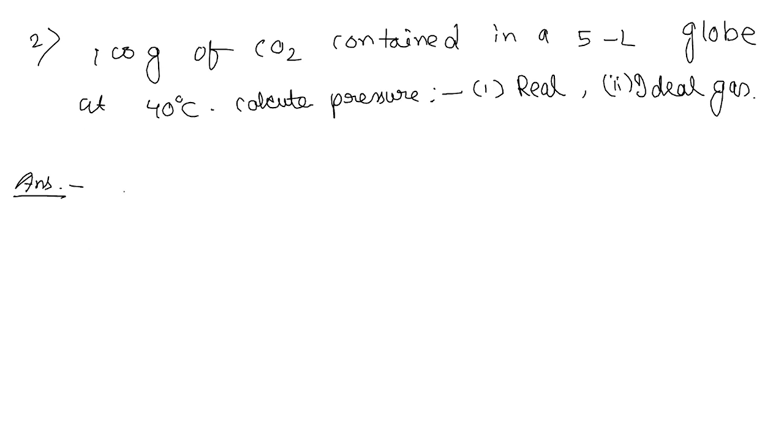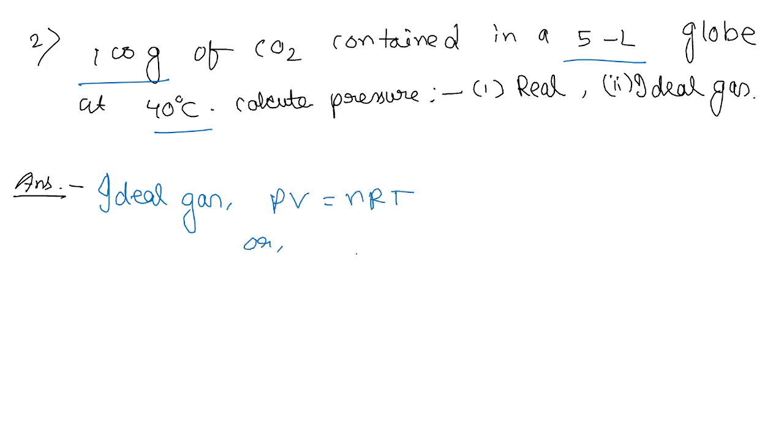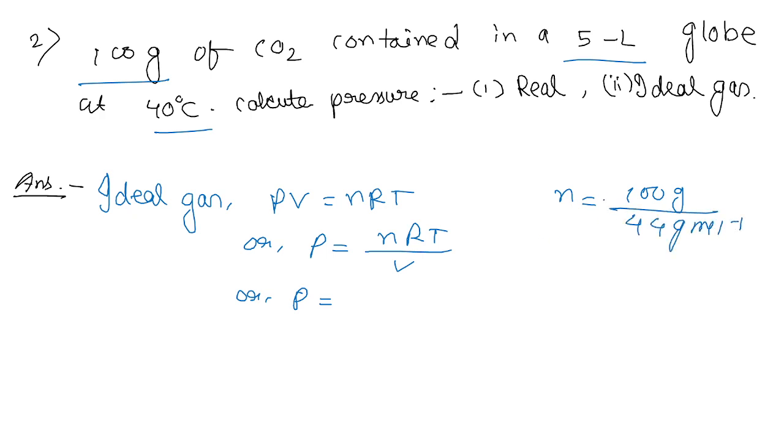They provided the amount, the volume of the container, and the temperature also. We have to calculate the pressure. So for the ideal gas, what is the equation? We just have to put the values there. They already provided 100 gram, and the molecular weight of carbon dioxide, 44 gram mole inverse.